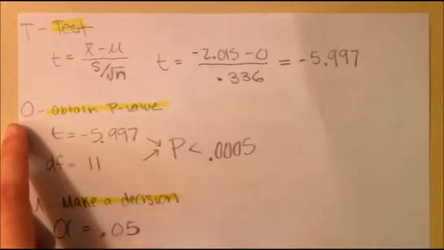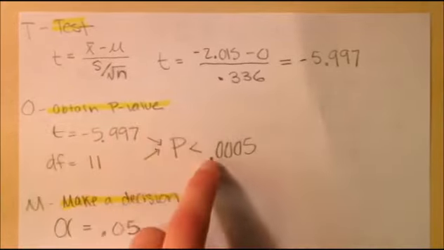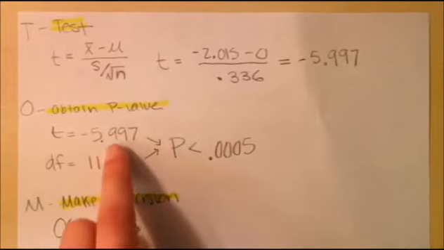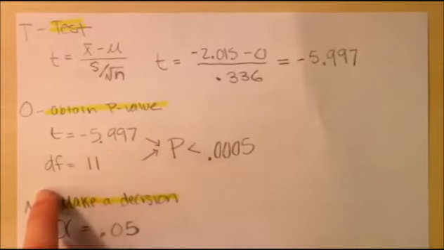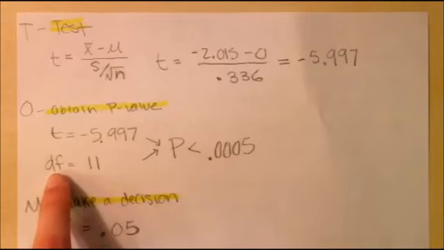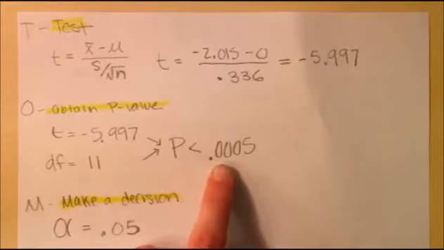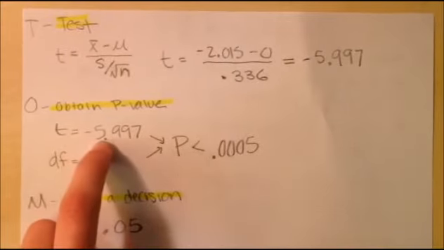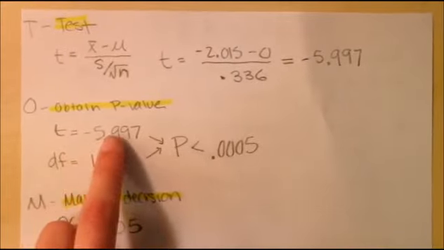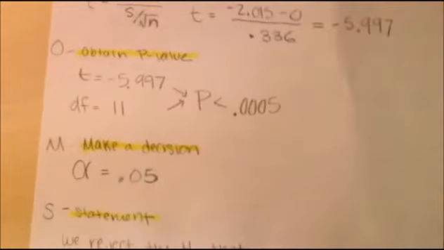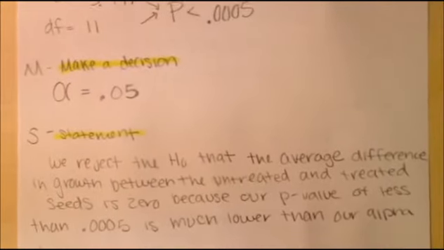Then we move on to O, which is obtain the p-value. From there we take the t-value that we got and the degrees of freedom, and we use the chart in the back of our textbook, which gives us a p-value of less than 0.0005 because negative 6 is way off our chart. From there we move on to M, which is make a decision.